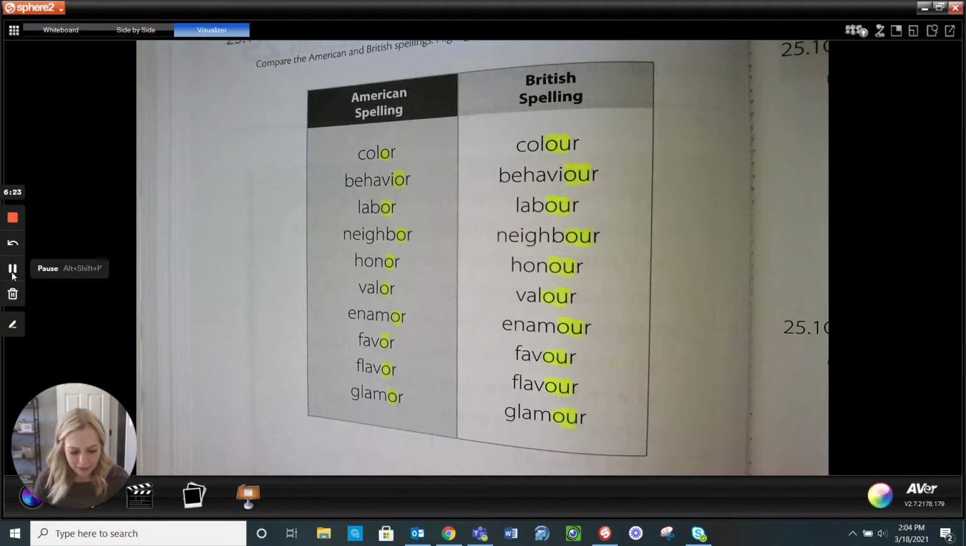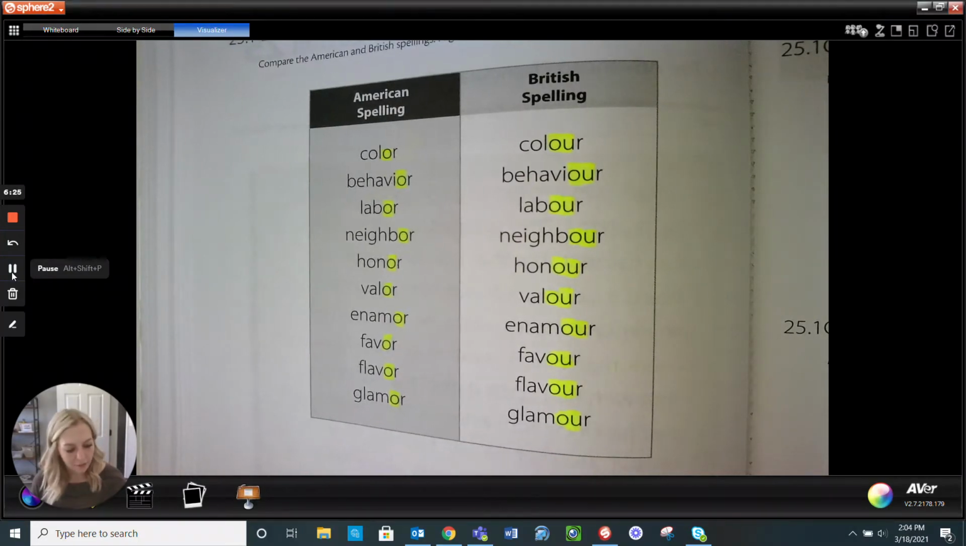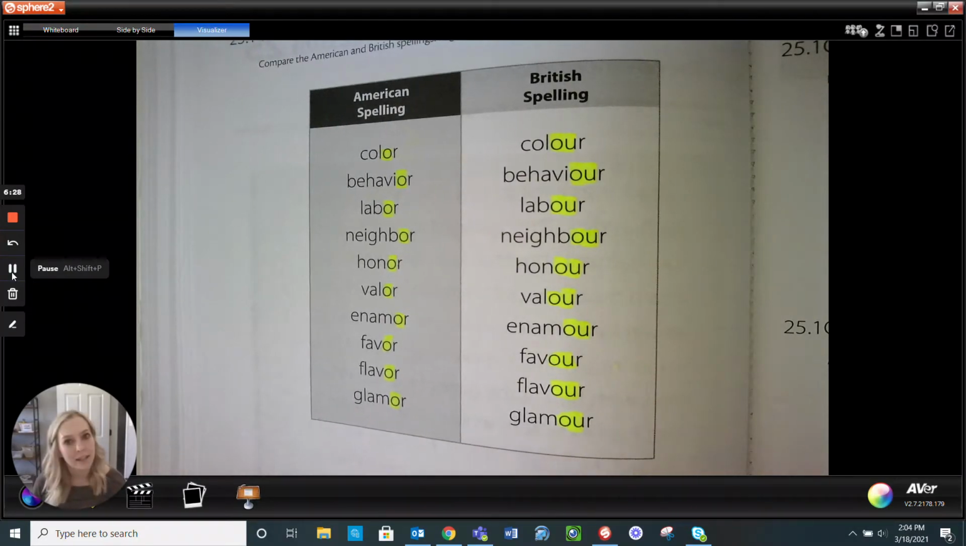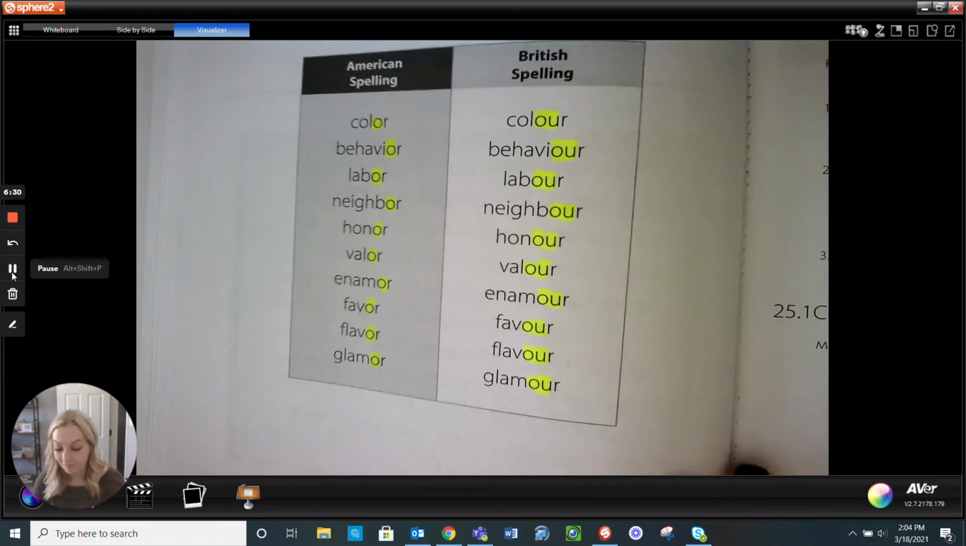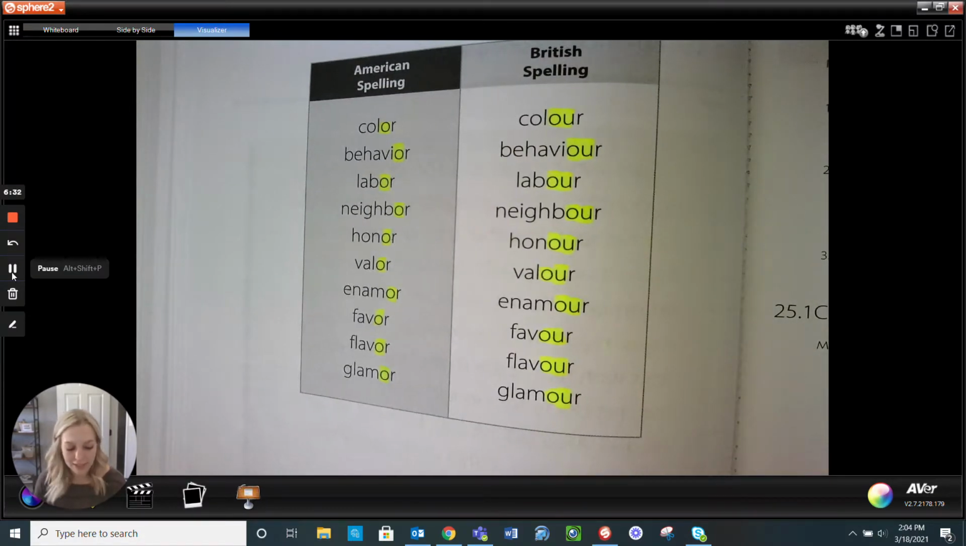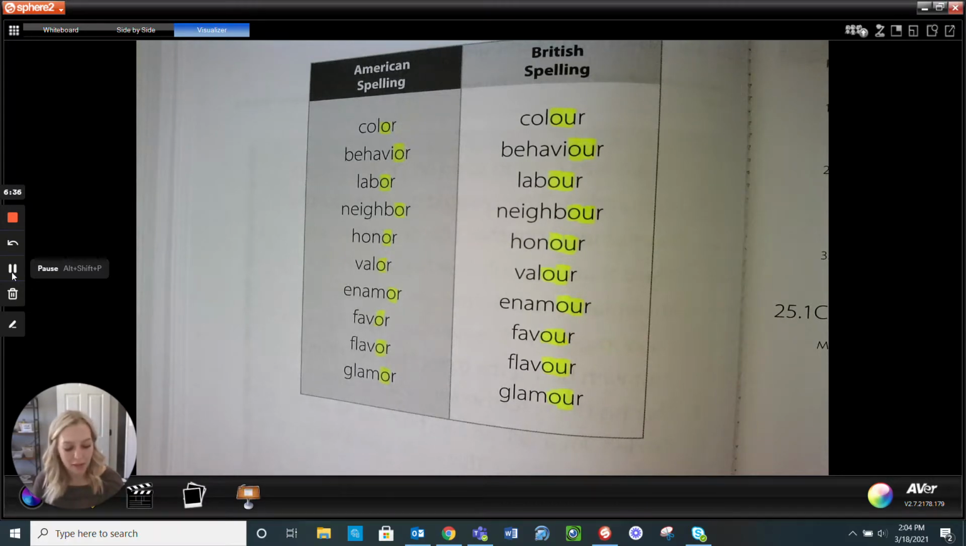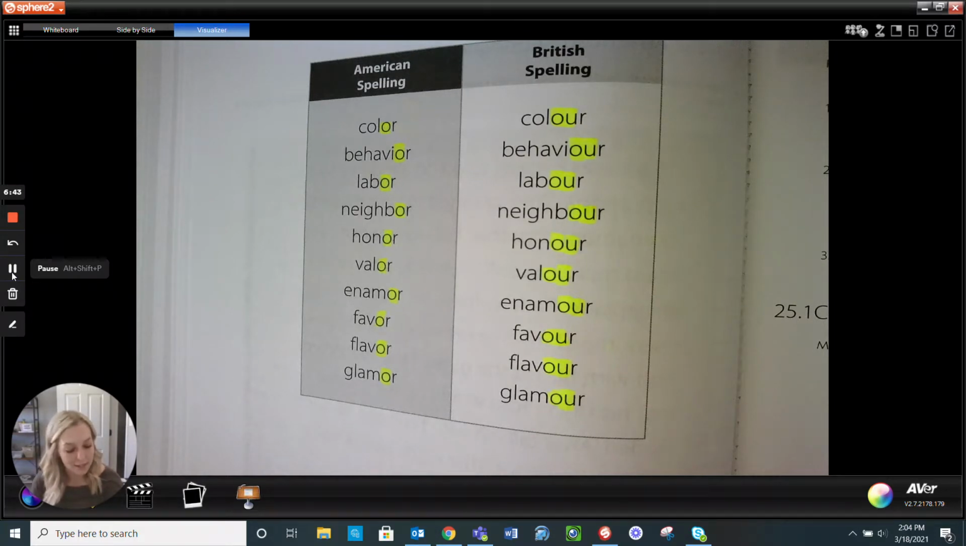All right, why might these words be spelled differently in the United States than in England? I will tell you. In 1783, Noah Webster published a book known as the Blue Back Speller to teach children in the United States how to spell. In 1806, he also published his first dictionary.